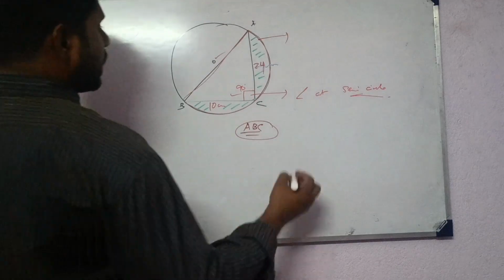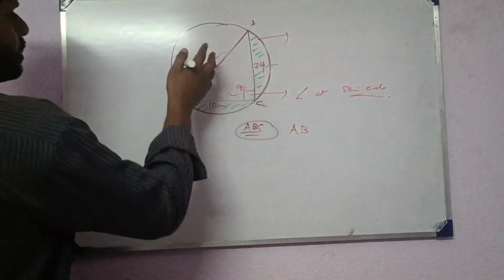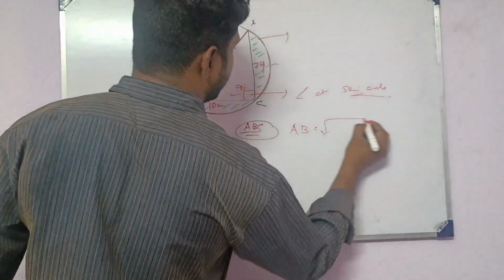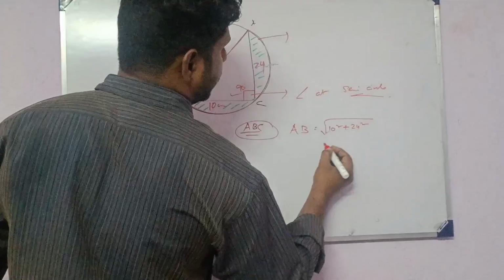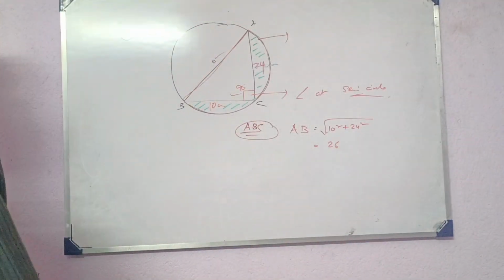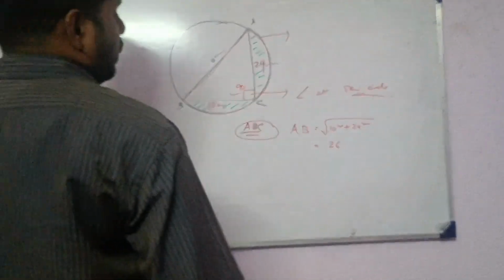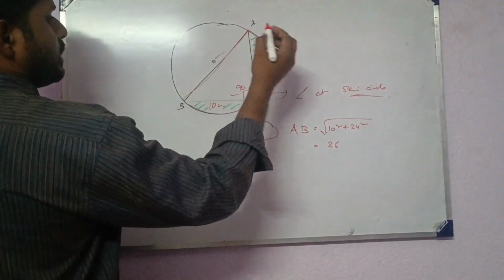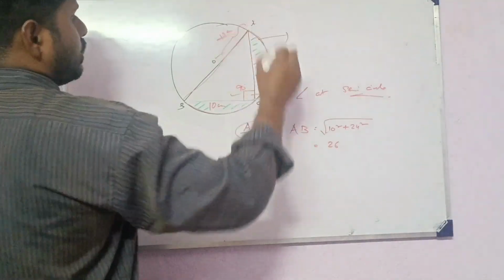As it is a right angle triangle, we can find AB. As it is the hypotenuse of the right angle triangle, AB equals root over 10 square plus 24 square, and that is 26. So AB is 26. So AO is 13 centimeter.